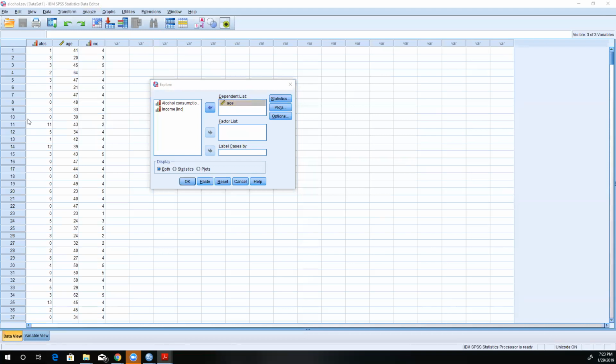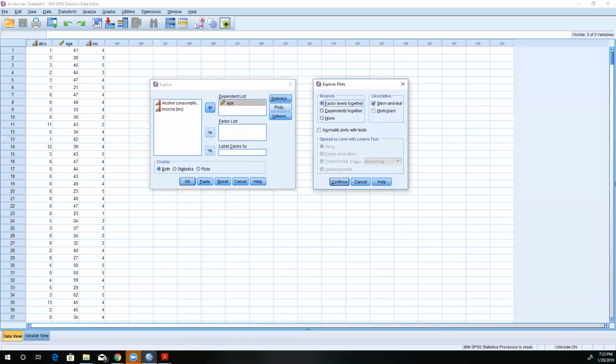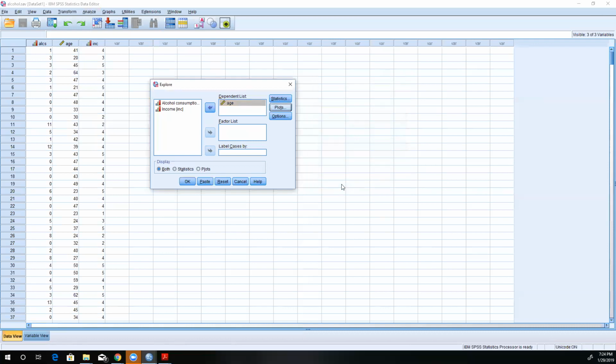Yes. The next thing you do is you hit plots. You can hit plots, and it keeps opening it into another screen I have. But what you can do, leave this on factor levels together. And you can run a stem and leaf, it's the default. I like to also run a histogram, okay? And once I've done that, I hit continue. It shuts that off, right? You don't have to run a histogram if you don't want to. It's something I like to do.